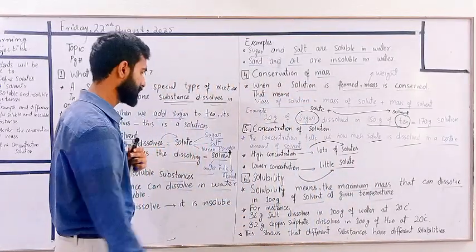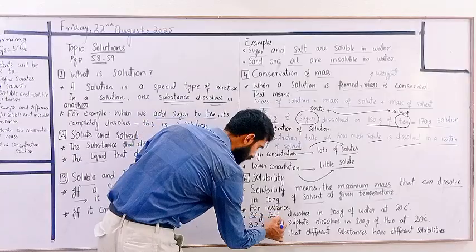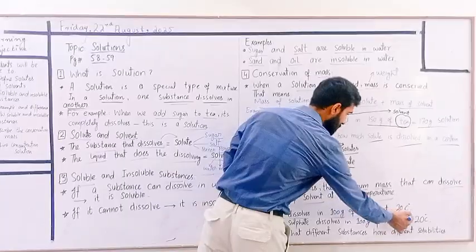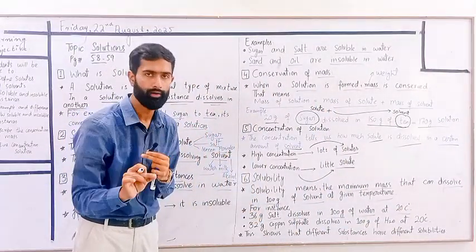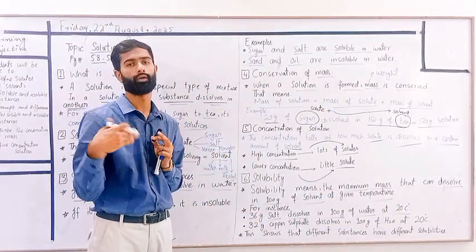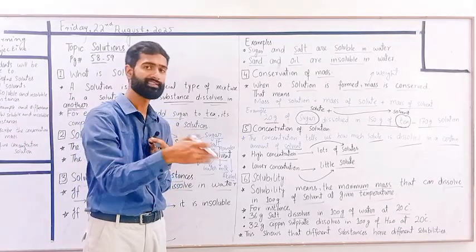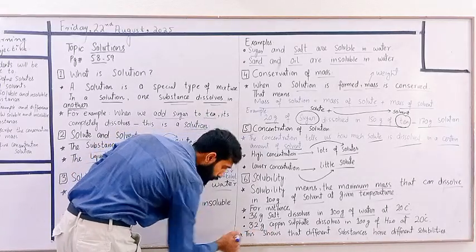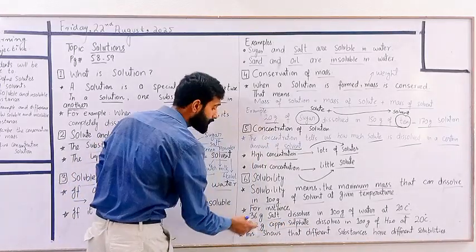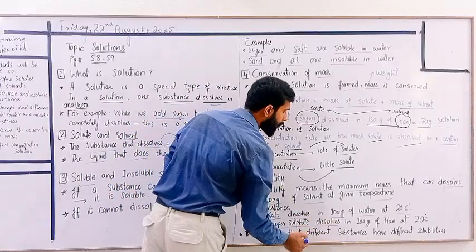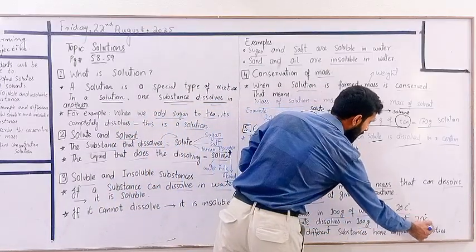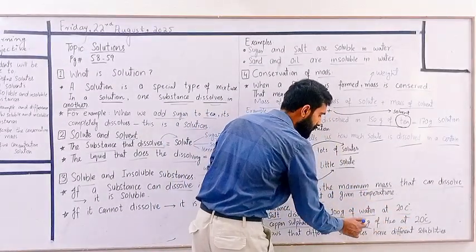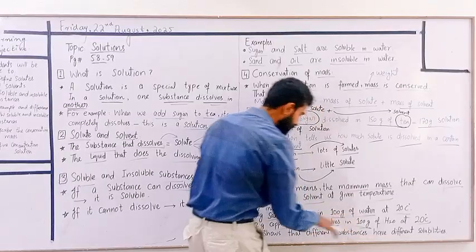For instance, 36 gram of salt dissolves in 100 gram of water, which is the solvent, at 20 Celsius. We have another example. Now see, 32 gram of copper sulfate dissolves in 100 gram of water at 20 Celsius. The temperature is still the same. The solvent is still the same. We have the same mass, that is 100 gram.